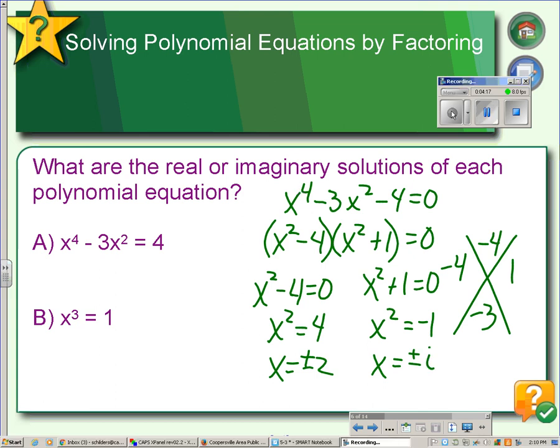Okay, so that's your introduction to solving polynomial equations by factoring. We will get into some more details in class.